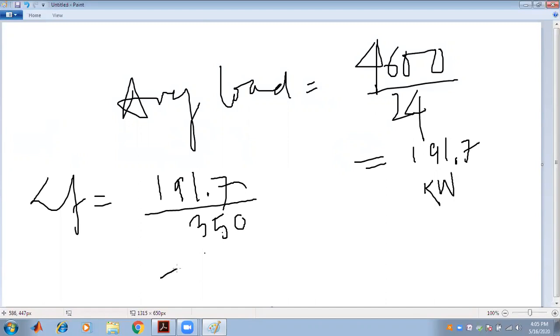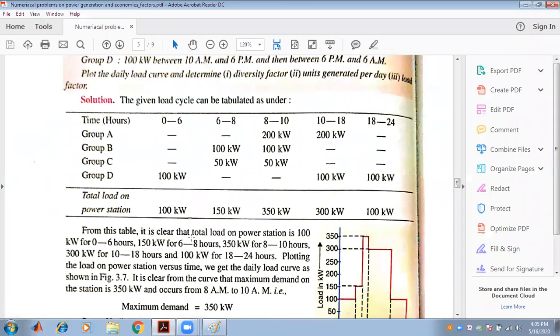So the load factor, if I multiply by 100 to convert it into a percentage, will be found directly as 54.8%. So we have to understand this particular problem.